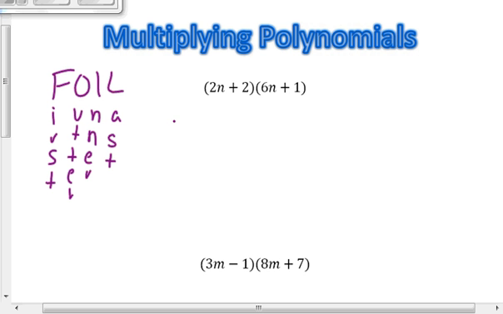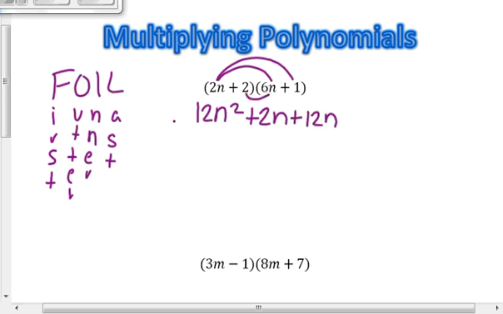So what that is, you do your first terms. So 2n times 6n, 2 times 6 is 12, n times n is n squared. You do your outer terms, so 2n and 1, 2n times 1 is 2n. Then you do your inner terms, 2 times 6 is 12, and then you have an n. And then your last two terms, so 2 times 1 is 2.